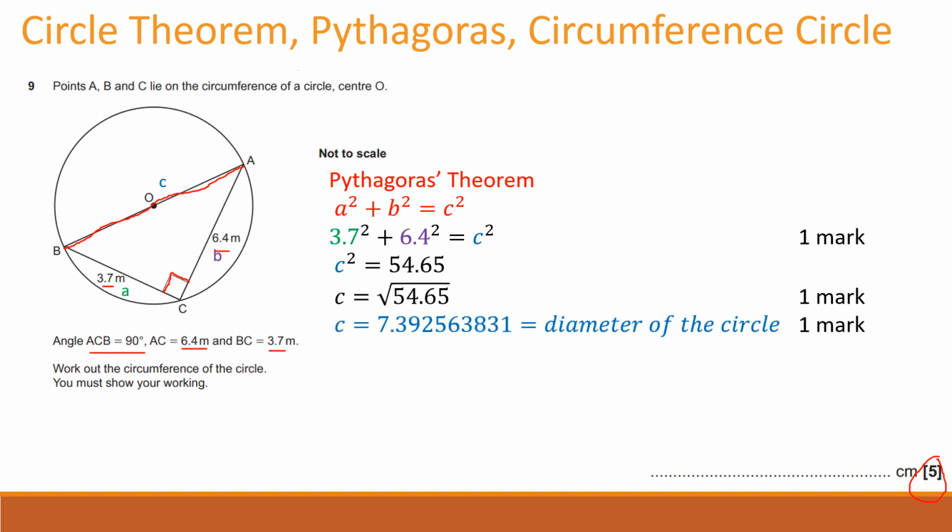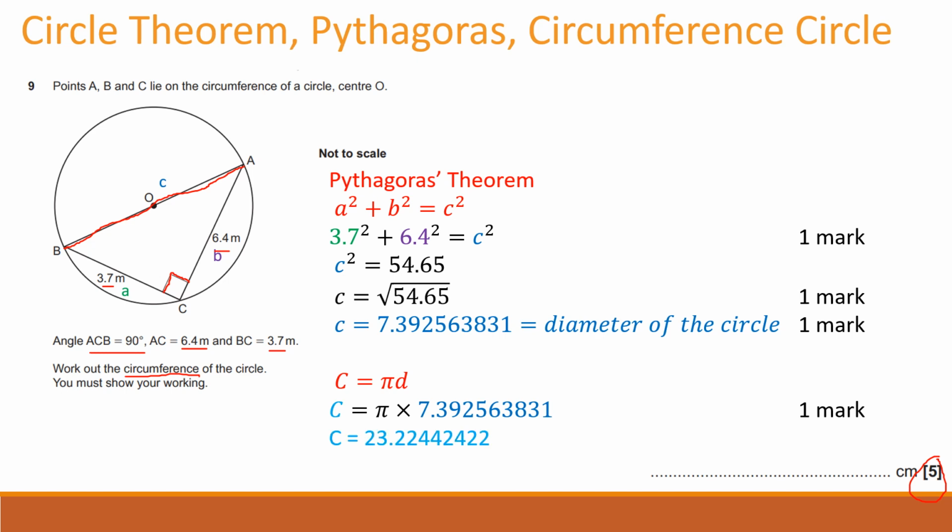My 3rd mark comes from the answer of the square root, which is 7.392563831. This is the diameter of the circle, which is my 3rd mark. Now, the next mark comes from working out the circumference. The circumference of the circle is pi times the diameter. We've just worked out the diameter of the circle, so it's going to be pi times 7.39. Make sure you use the whole digit on your calculator, so use the answer button on your calculator.